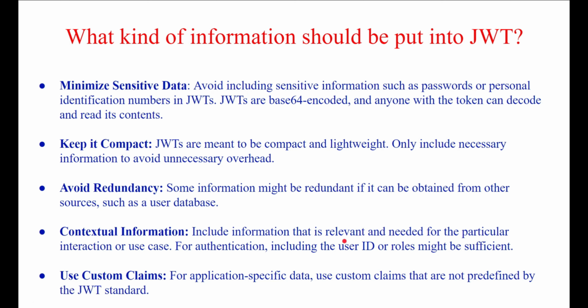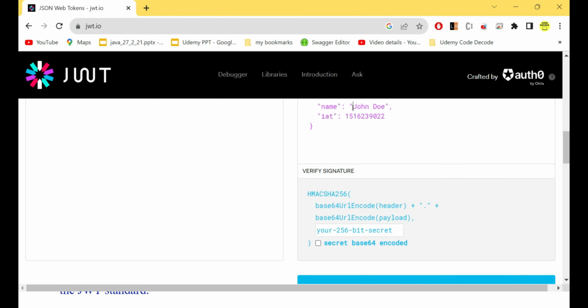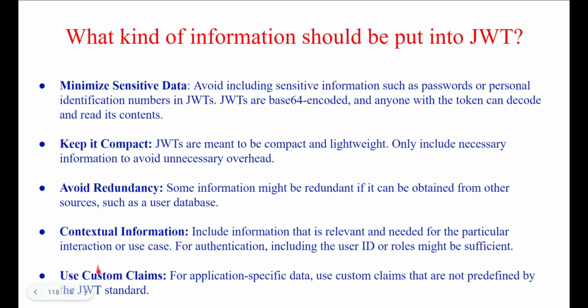Also include only information which is relevant and needed for a particular interaction. For authentication, you just need the user ID and the roles. You might not need the username. So the John Doe that we keep here can also be asked as an attribute from the database. So again, remove the unnecessary things, keep it compact and keep only information that is needed for authentication and authorization. Do not keep anything just for sending it.